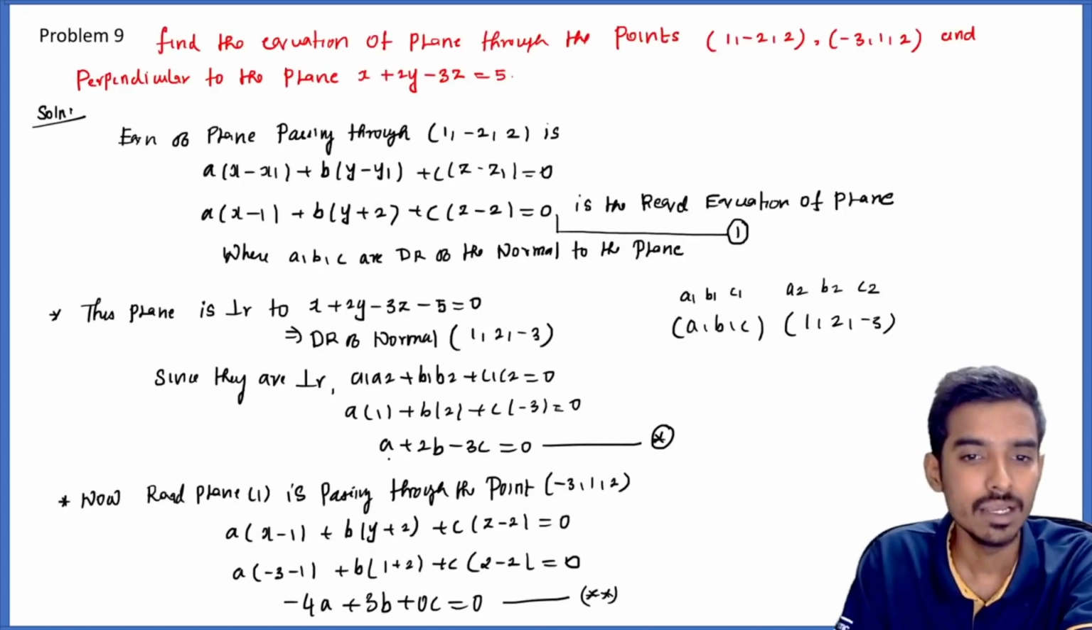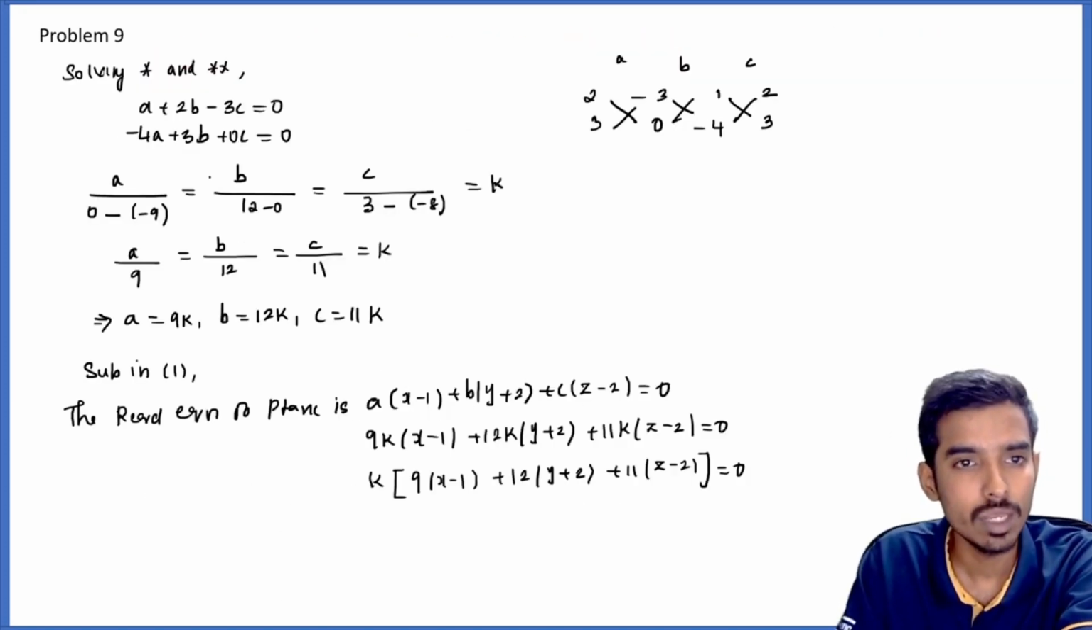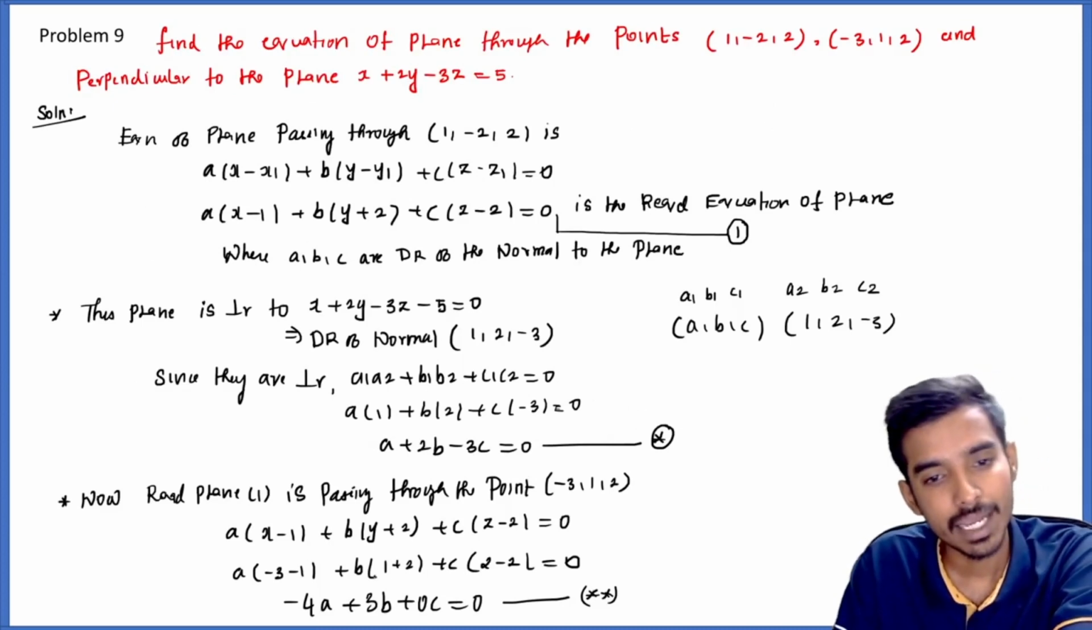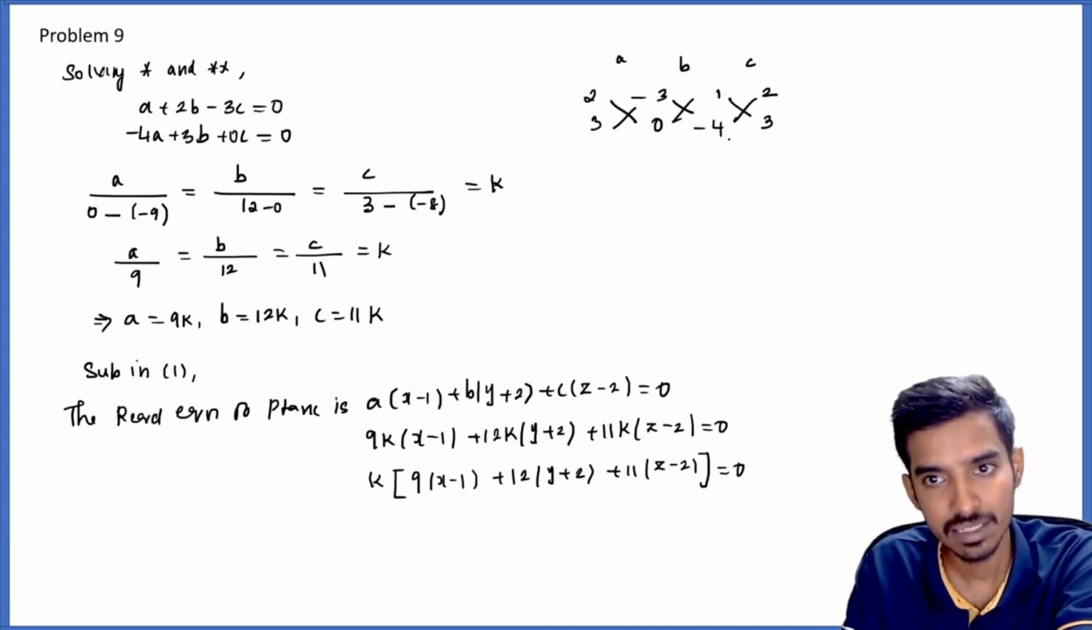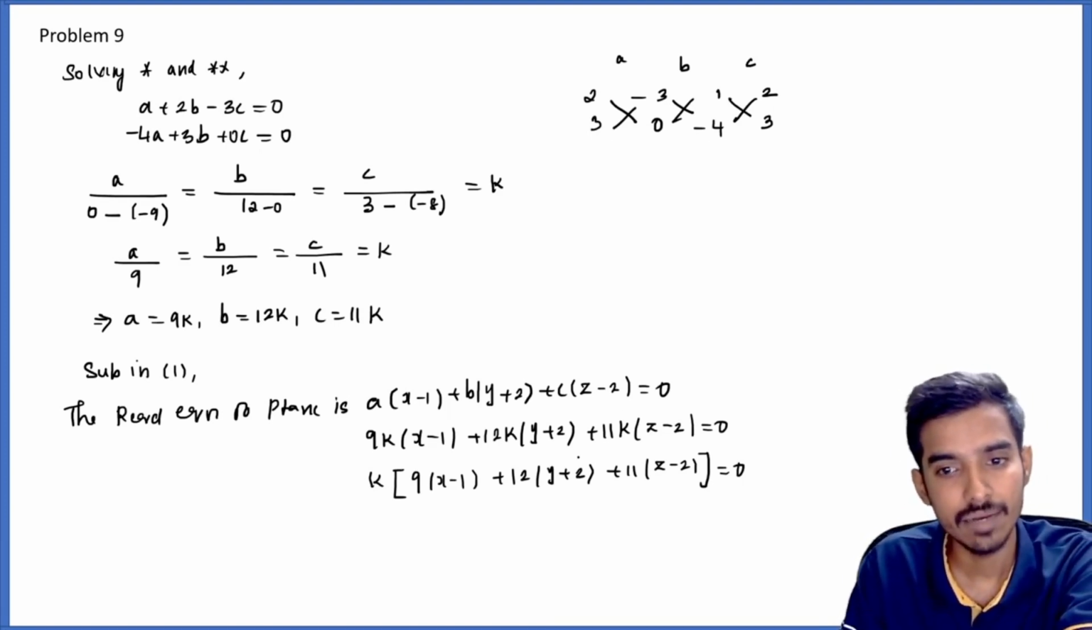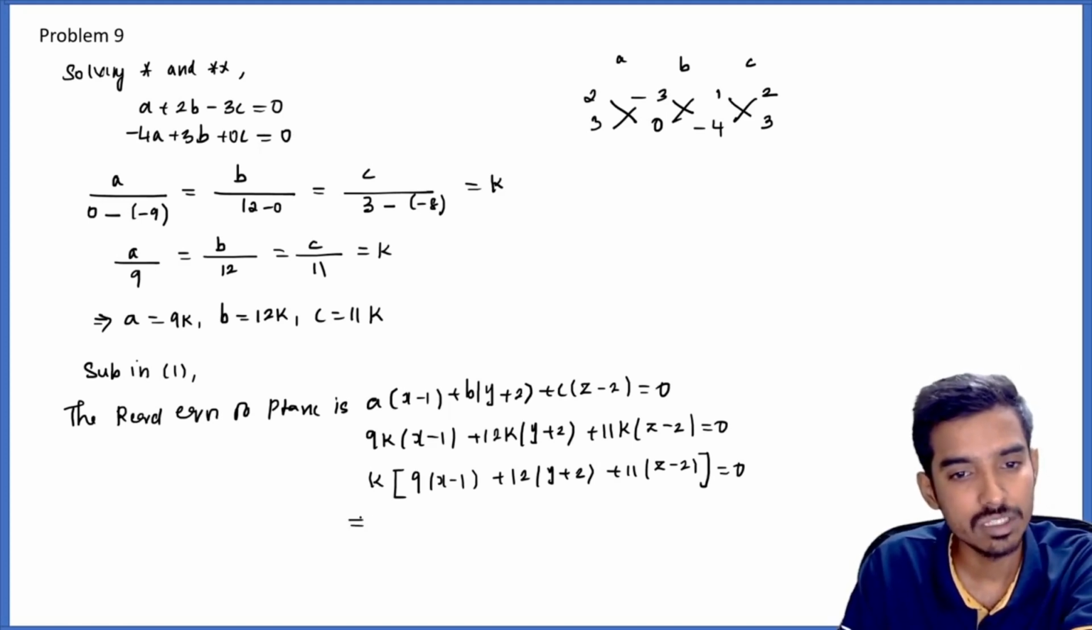I think you're doing it correctly. A plus 2B minus 3C is equal to 0. Minus 4A plus 3B plus 0C is equal to 0. So 2 minus 3, 1, 2, 3, 0, minus 4, 3. So 0 minus of minus 9 is 9, 12, 3 plus 8. So 3 plus 8 is 11. Yes. So this k is not equal to 0.